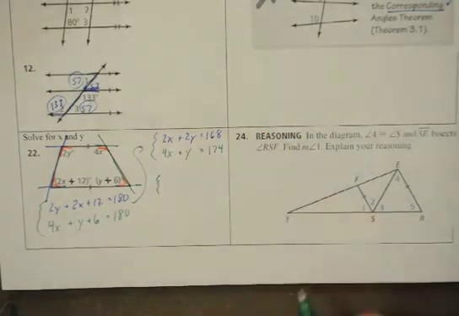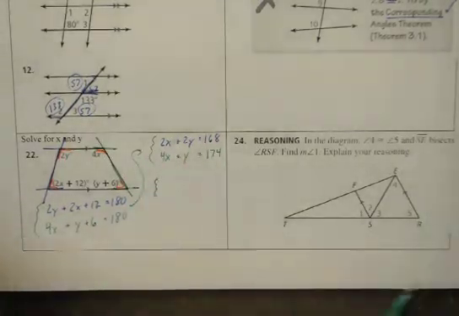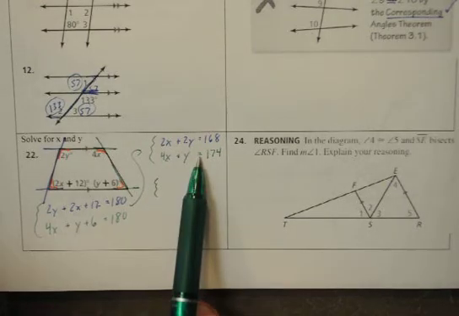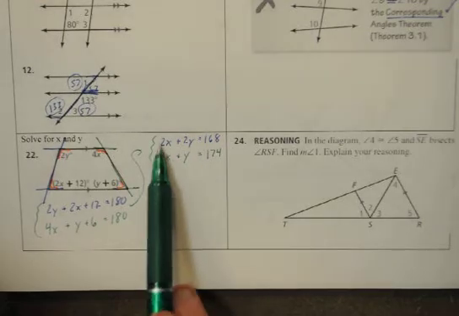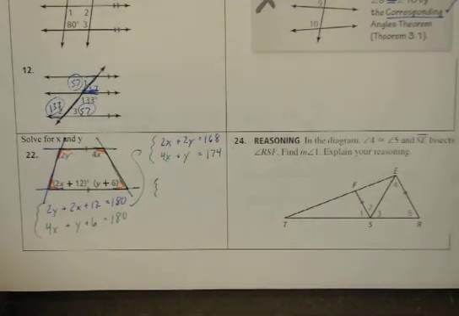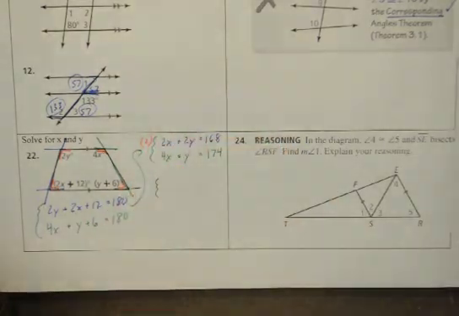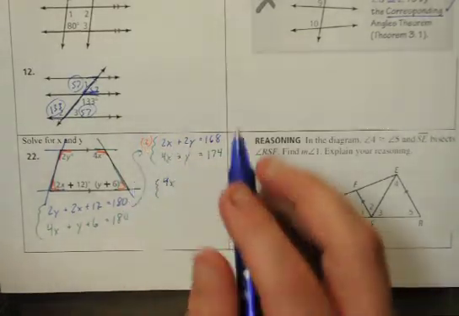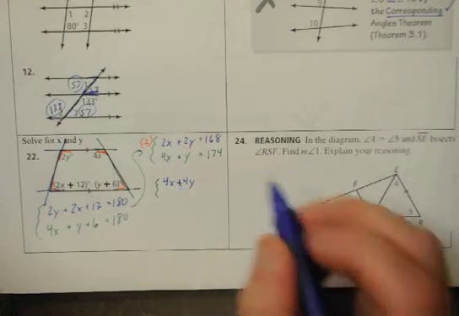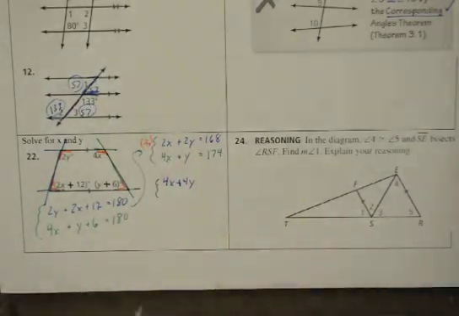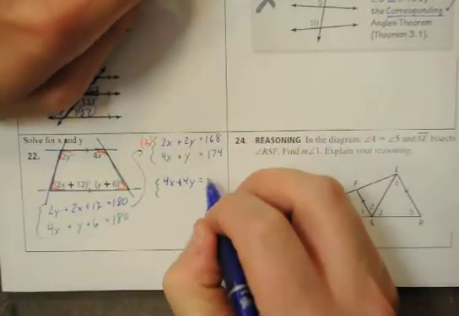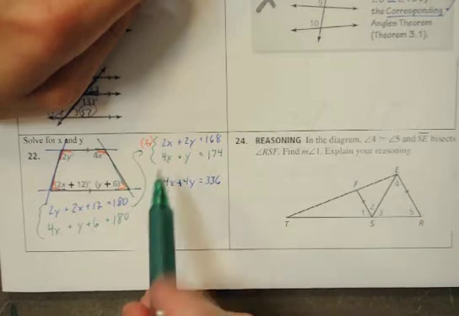Alright, now what I want to do is make these so that they eliminate. Should I eliminate the x's or should I eliminate the y's? It doesn't matter. Let's eliminate the x's. In this case, I'm going to take this top equation and multiply it by 2. So 2 times 2 is 4x, 2 times 2 is 4y, and 2 times 168 is 336. The bottom equation, I'm going to keep as that.